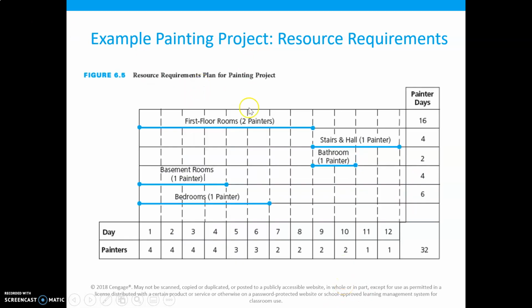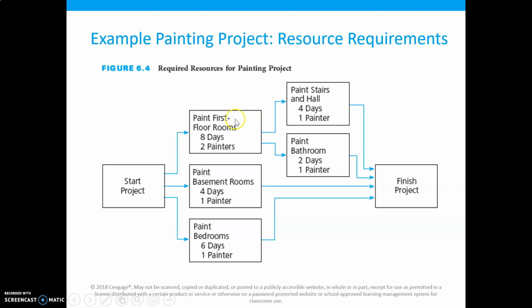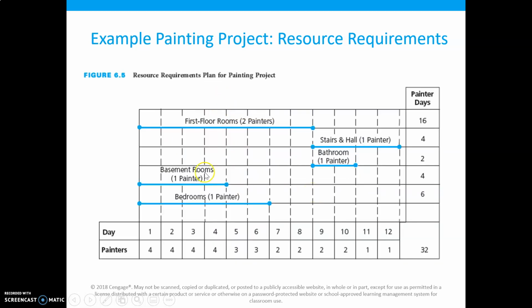So the first step is we want to create a chart to visualize what our network diagram would look like. As I'm going to go back, as you can see, the first floor rooms, the basement rooms, and the bedroom can all be done at the same time. And then the stairs and hall and bathroom can be done once the first floor rooms are finished. If we do it just like this, it would take 32 painter days. As you can see, certain rooms take more painters.